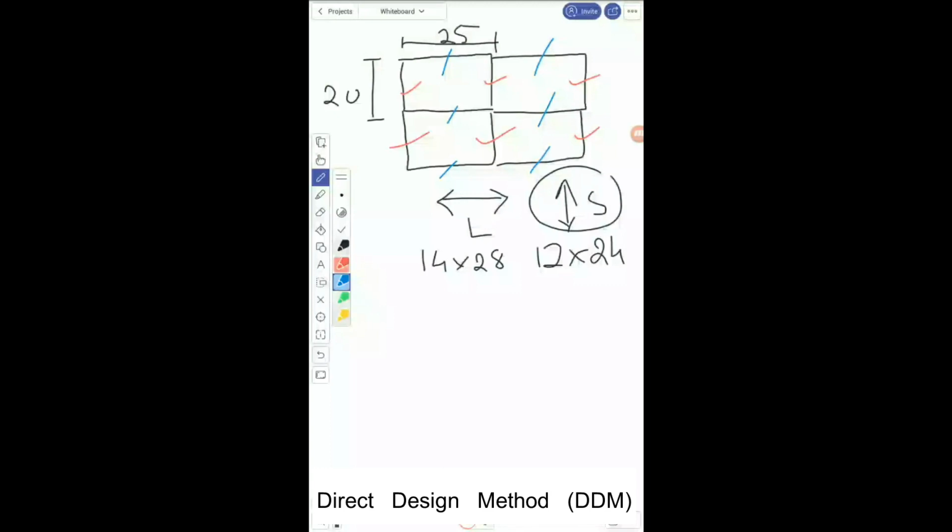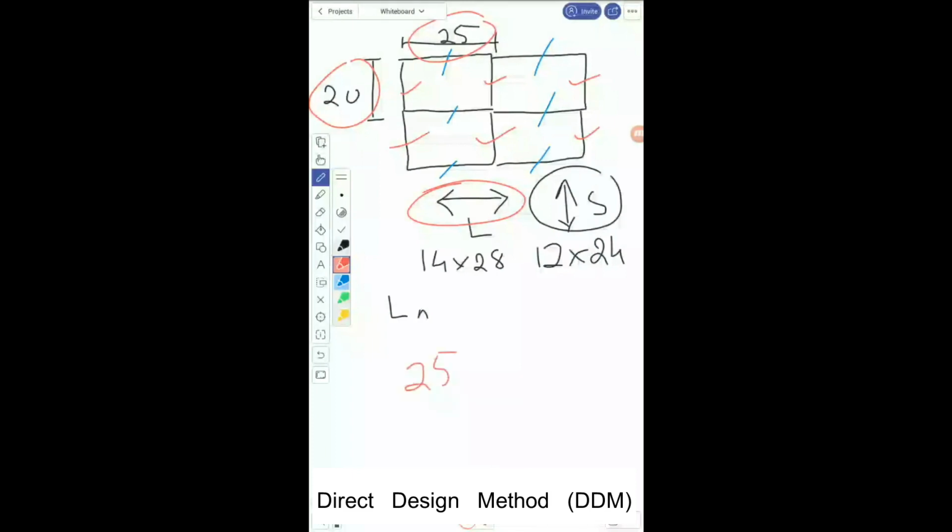So now if we have to find the value of Ln, the longest clear span, out of these two values, which one is longer? It's very clear, 25, so I'll consider this direction. This one is the longer one. So for me, I'm just going to put 25.